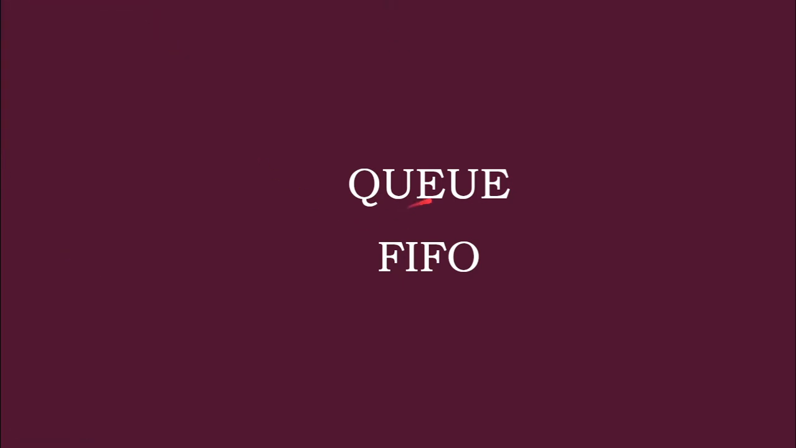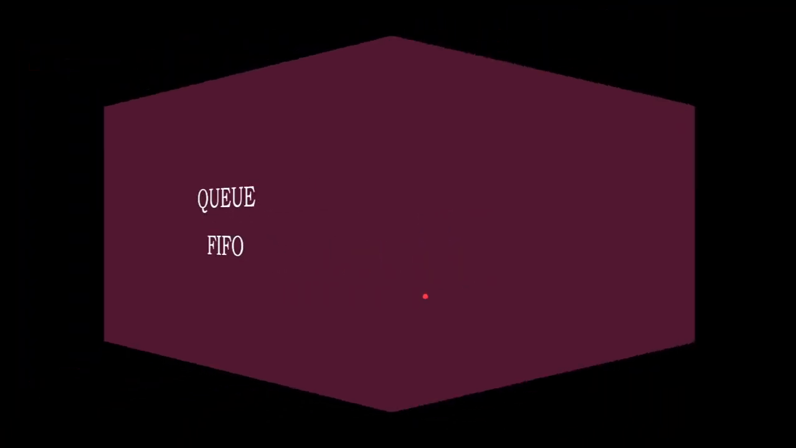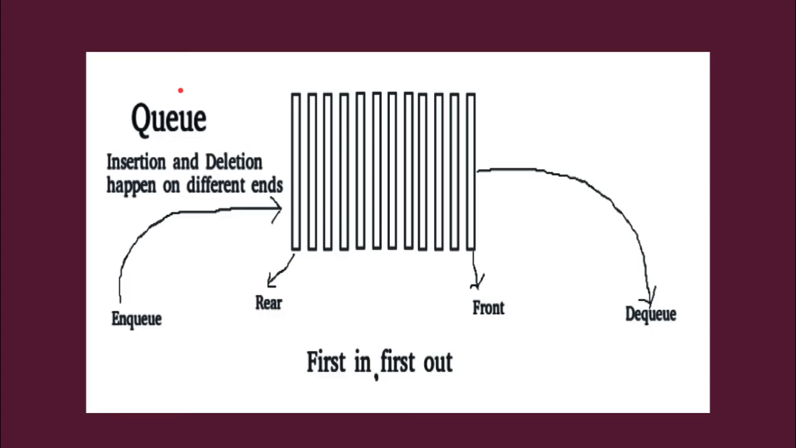Hello everyone, in this video we are going to see how the queue is represented using the array as well as the linked list. We know that queue is a first in first out data structure, a linear data structure. Here in the queue we have rear and front pointers, and we use them to add and delete the elements.